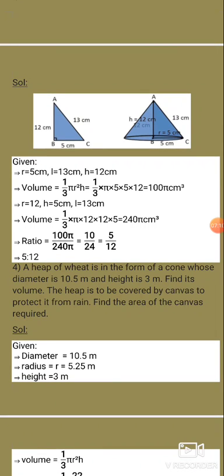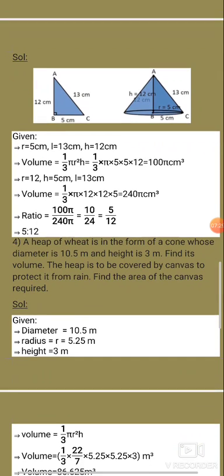Now the next question: a heap of wheat is in the form of a cone. Okay, we know that. Whose diameter is 10.5 meter and height is 3 meter. Find its volume, direct one. Okay, the heap is to be covered by canvas to protect it from rain. Find the area of the canvas required.